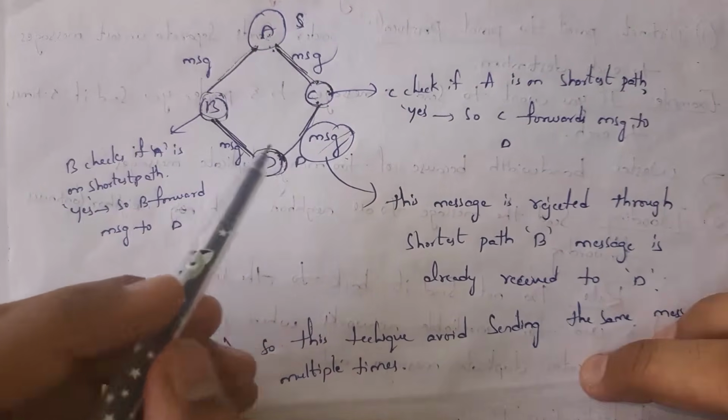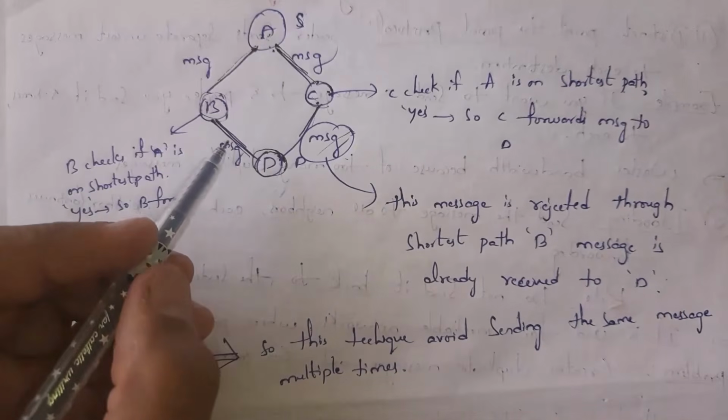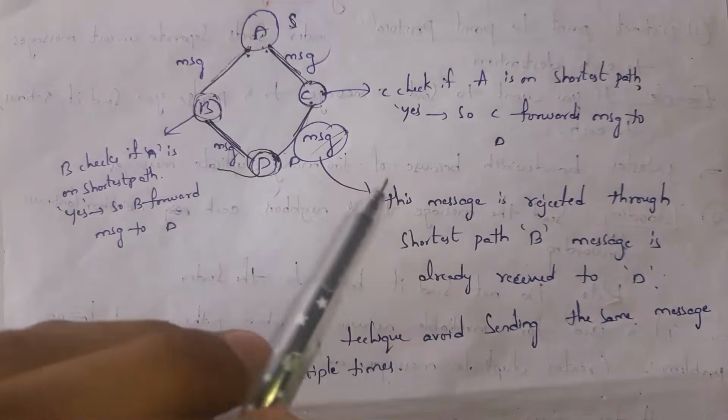Now router D will reject this message because router D already got the message from router B. Already router D received the message.